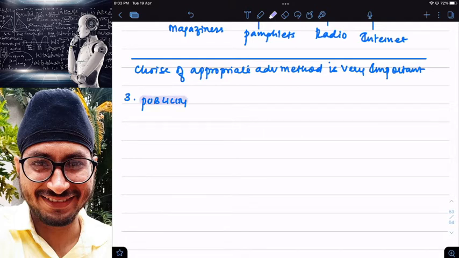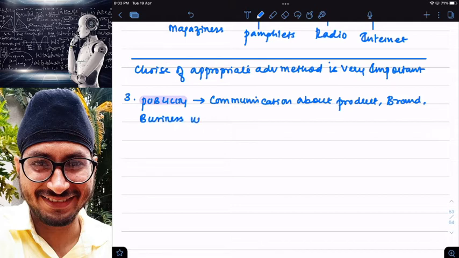Sir, what is publicity? Publicity means communicating about a product. In simple words, it is nothing but advertisement without money. Or we can also say it is communication about a product or brand or business without paying for it.